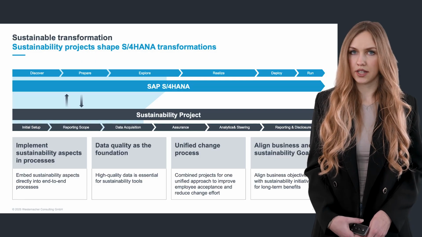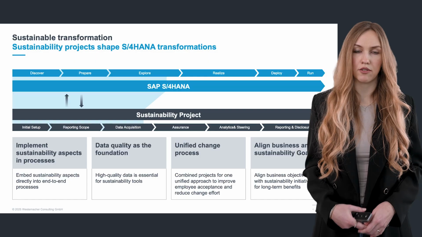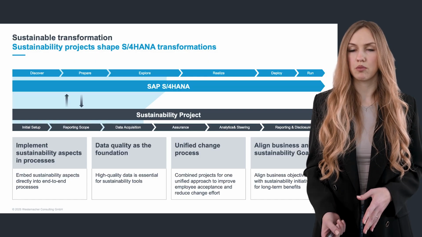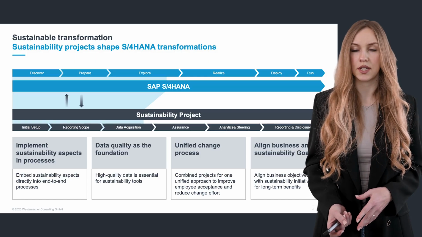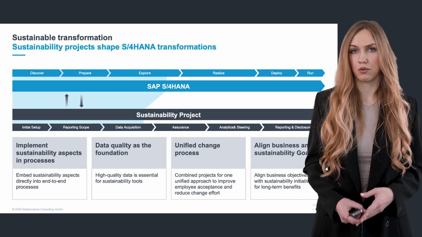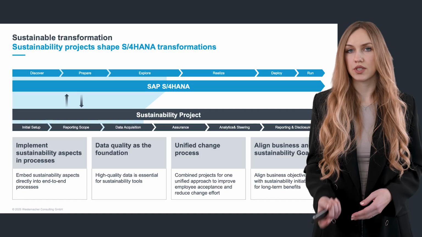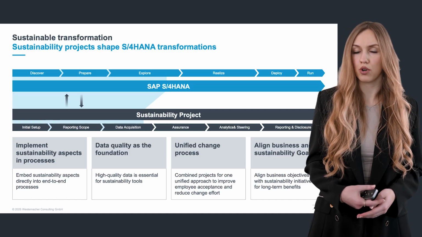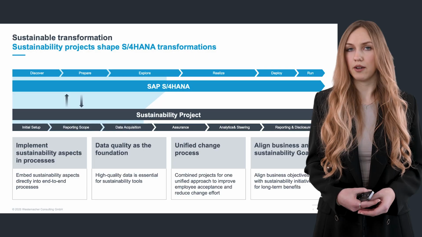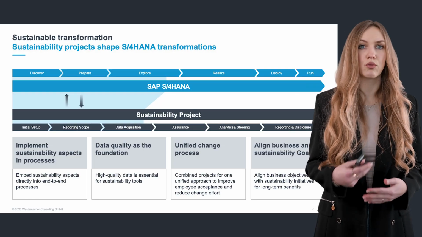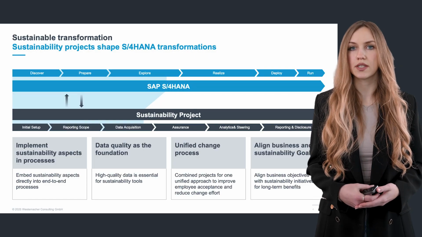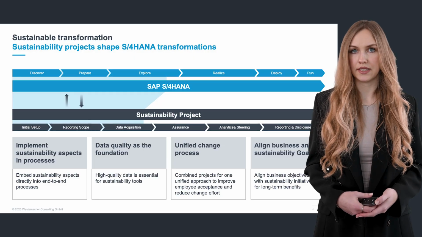And then regarding an S/4HANA project, you will always have business goals. And in a sustainability project, you have sustainability goals. And sometimes they will conflict with each other. So for example, there's sometimes a more sustainable way to do things or a more profitable way. And so we have to align those goals, find rules for those situations, and create long-term benefits here.